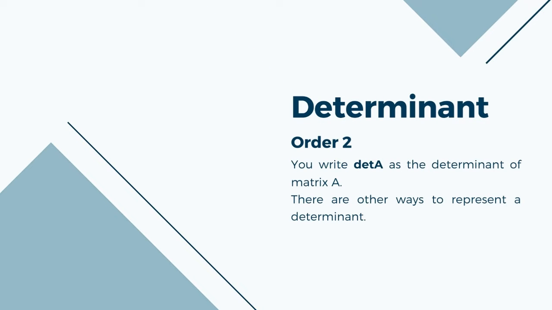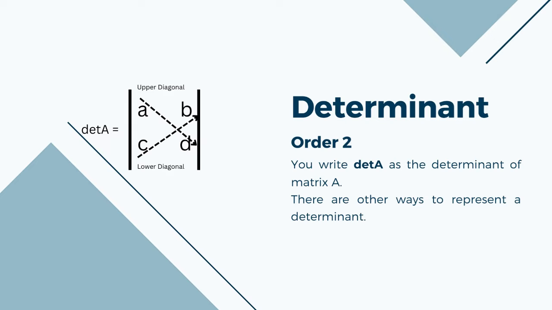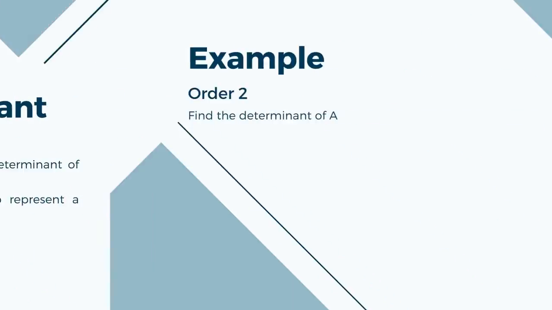In this lesson, we are going to write det A as the determinant of matrix A, although there are other ways we can represent determinants. Now, if you're asked to represent the determinant of A, we have det A equals that. So you simply write det A equals the absolute value of whatsoever you have inside the matrix. What you do is subtract the multiplication of the lower diagonal from the multiplication of the upper diagonal. So that is the upper diagonal and that is the lower diagonal.